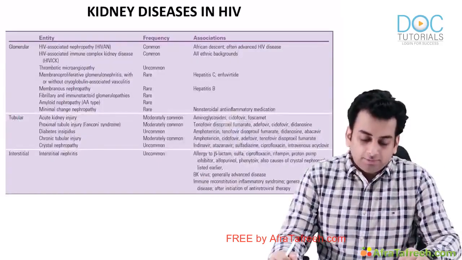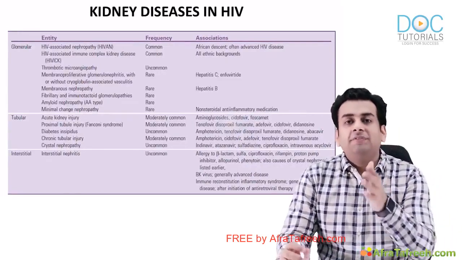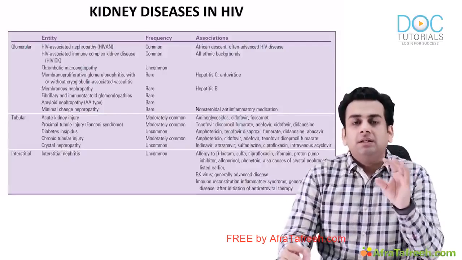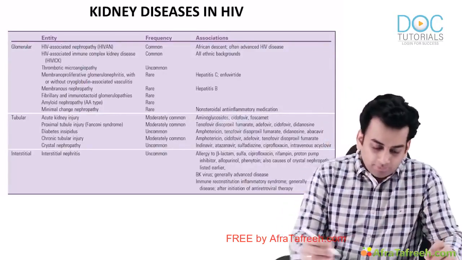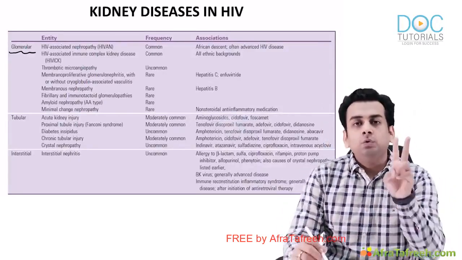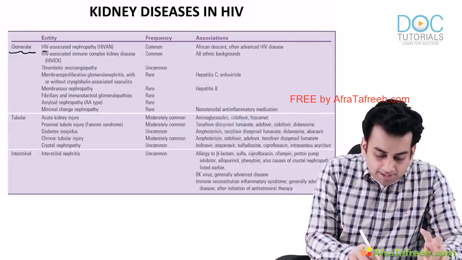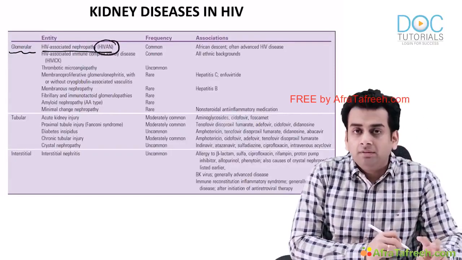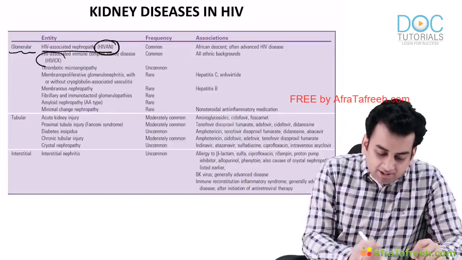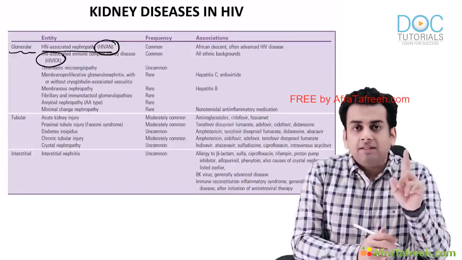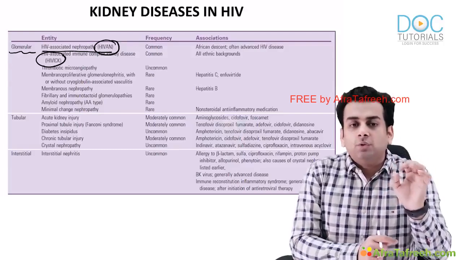So, first of all, the kidney diseases in HIV can be divided compartment-wise. It could be glomerular disease, tubulointerstitial disease, or tubular disease or interstitial disease. Coming to glomerular disease, the two most common glomerular diseases are HIV-associated nephropathy, which is known as HIVAN, and HIV-associated immune complex kidney disease, which is known as HIVICK. Please remember, HIVAN and HIVICK.